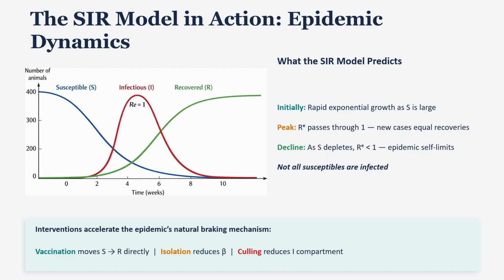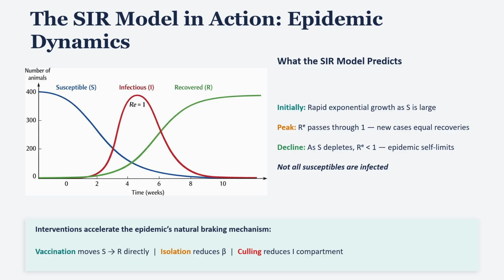The SIR model makes predictions about epidemic trajectories that are counterintuitive but important. Let's walk through them. At the start of an epidemic in a naive population, the number of infectious animals is small but growing exponentially. Every case generates R0 new cases, and those cases generate R0 more. The epidemic grows rapidly while the susceptible pool is large and RE is close to R0.